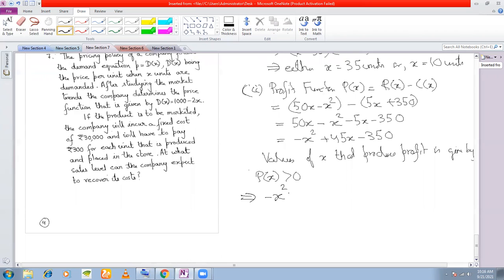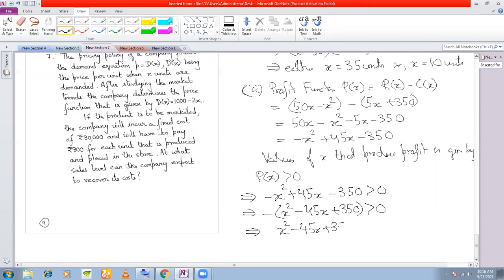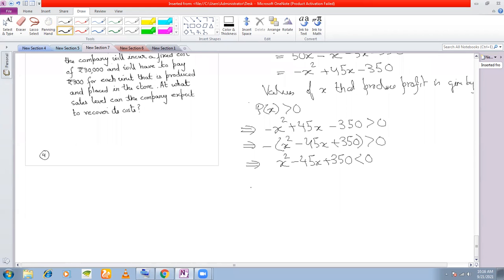So minus x square plus 45x minus 350 is greater than 0. You can take minus common, or you can factorize here also, no problem. Now, because you multiply both sides by minus 1, the inequality sign will reverse. And now you can factorize this. Factors are 35 and 10.